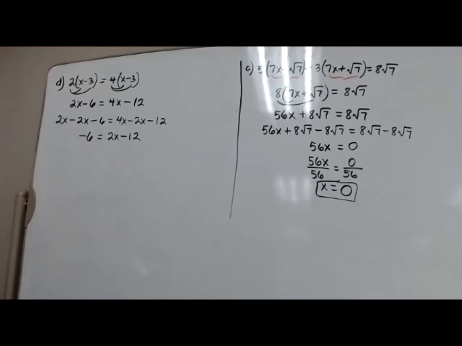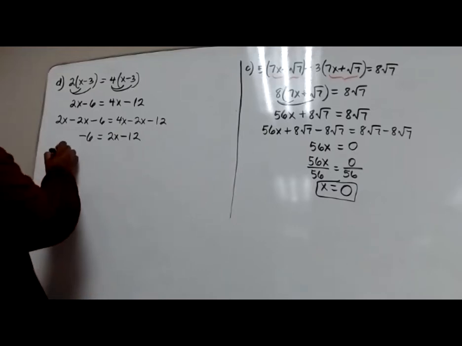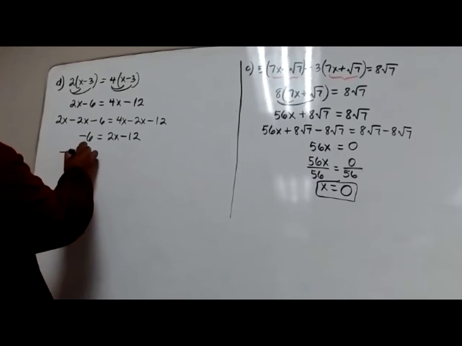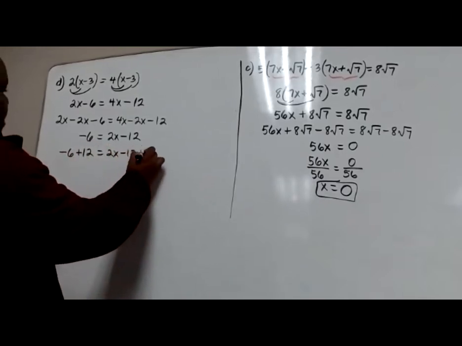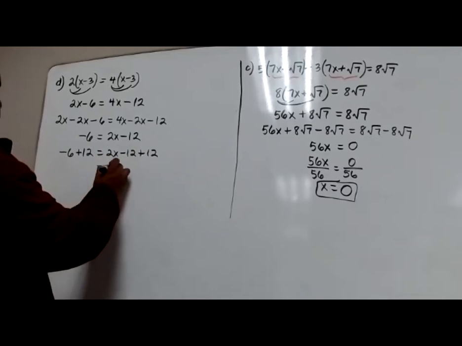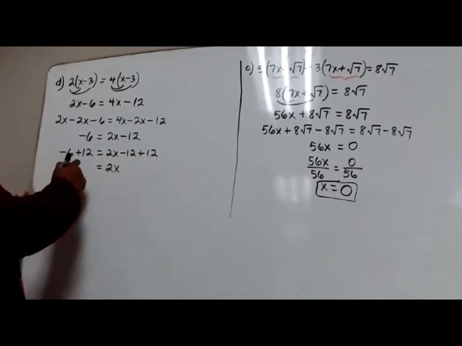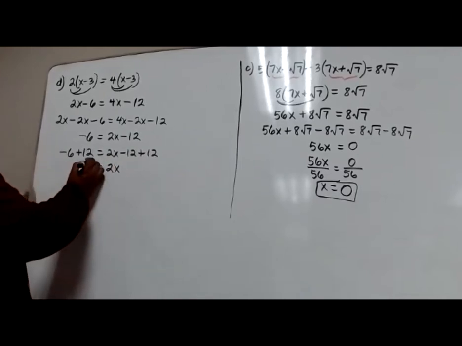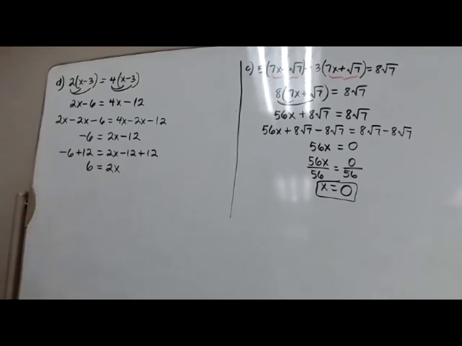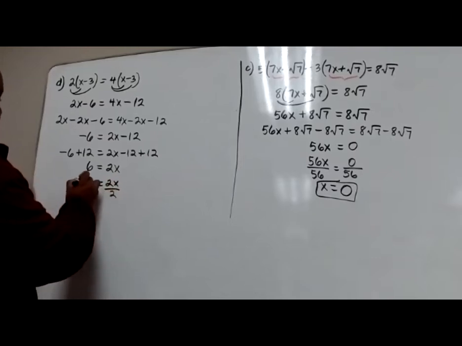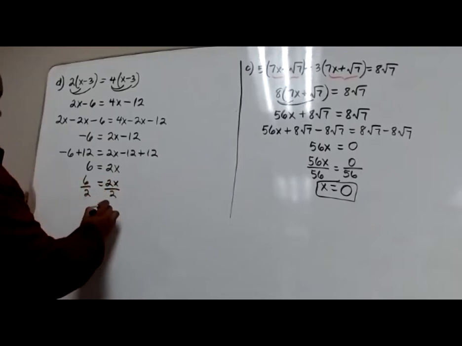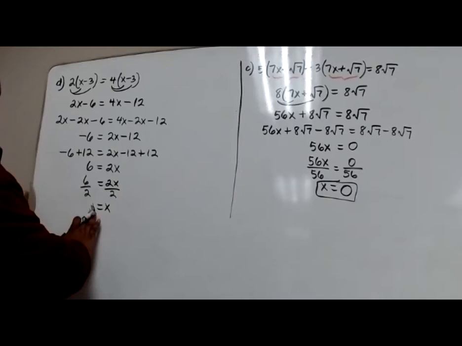And now to get 2x by itself, what do I need to do here? Add 6. Add, not 6, 12. Okay. So now I'm going to have 2x, and then negative 6 plus 12 will be positive 6. So here 2x is equal to 6, and I need to divide both sides by 2. x is equal to 3.